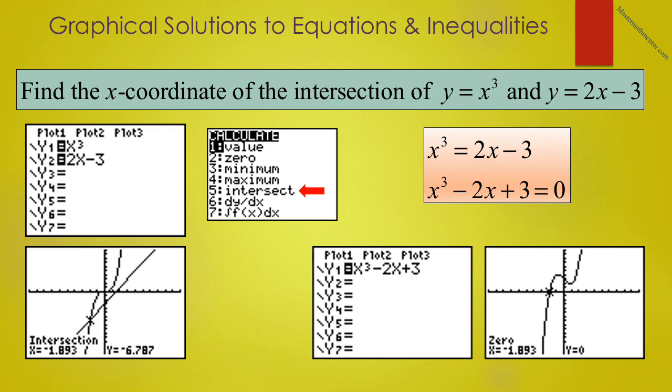So we graph the function again, making sure that we see all the behavior of the graph in all possible places where it intersects the x-axis. In this case, there's only one, and then we use our zero function of the calc menu to find the x value, and that in this case will be the same, negative 1.893.